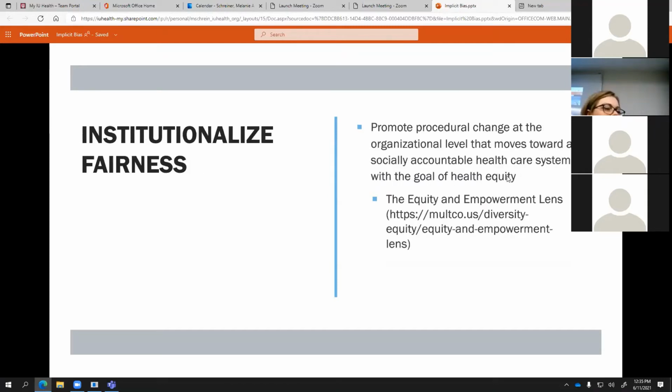Institutionalizing fairness, so promoting procedural change at the organizational level. There are a lot of things that have been done, but there are way more that need to be done. And there's a lot more just identification and creating opportunities to make that change. And I think that that's something that we, as the current generation of healthcare providers and physicians, are really responsible for, is finding that opportunity to help recognize and create systemic changes.